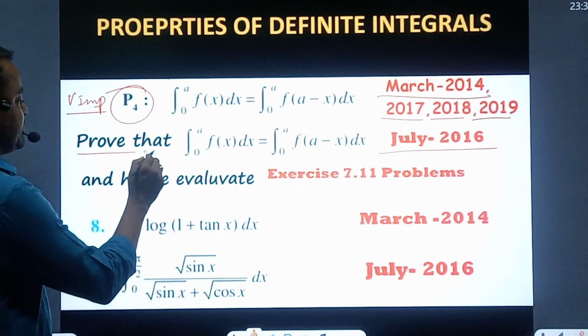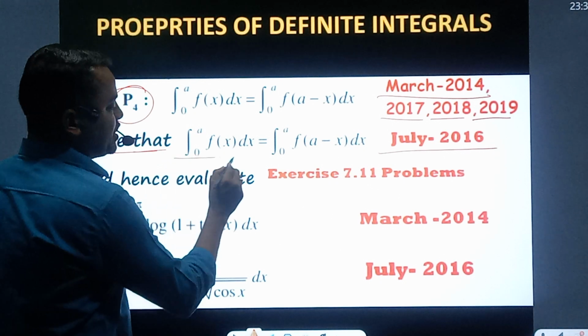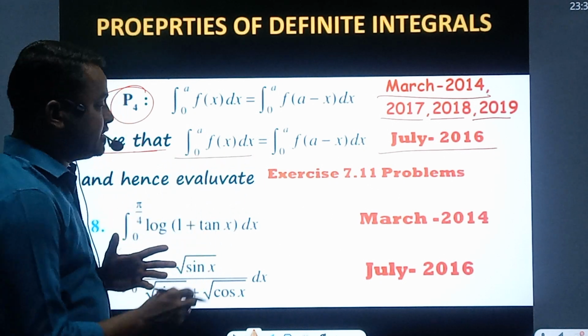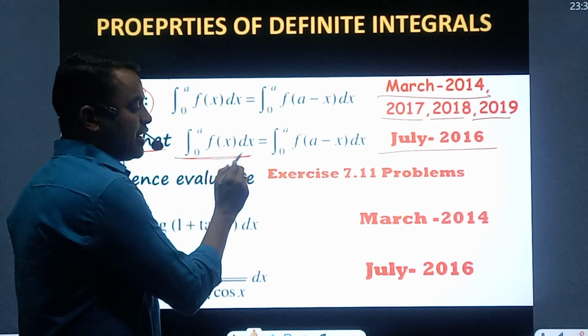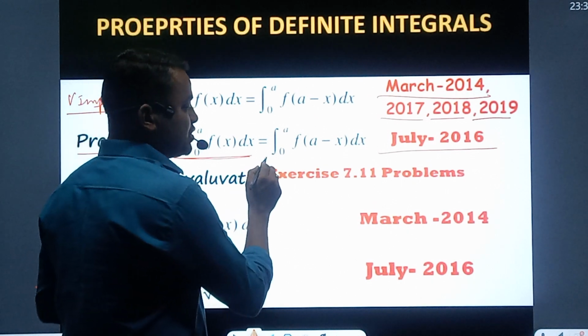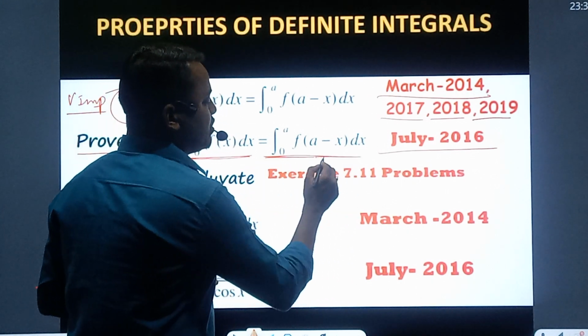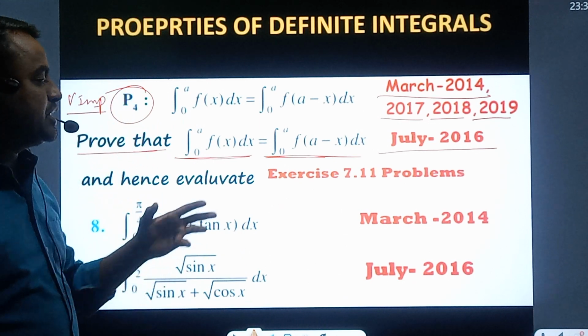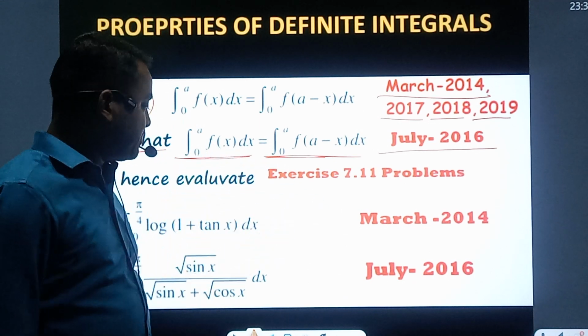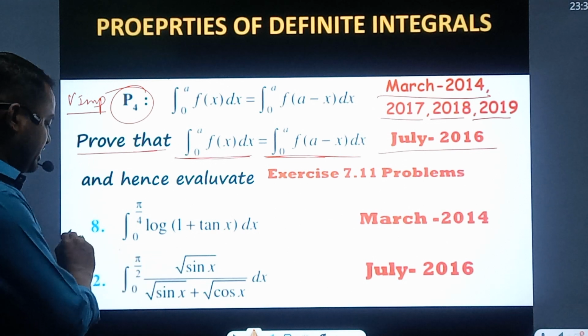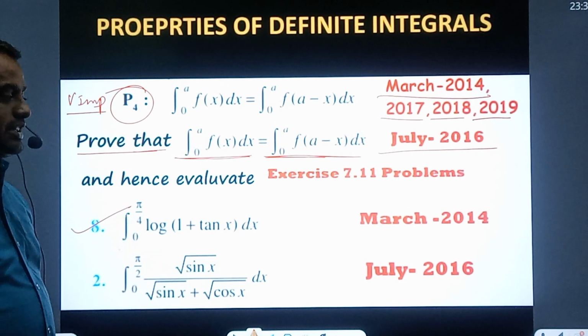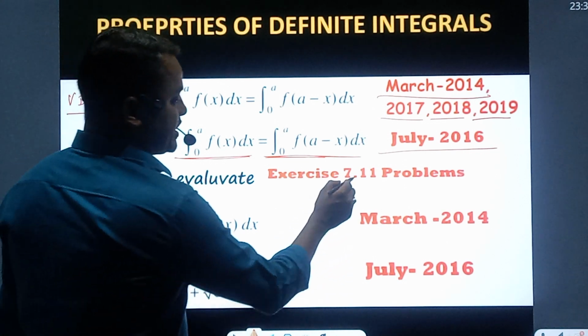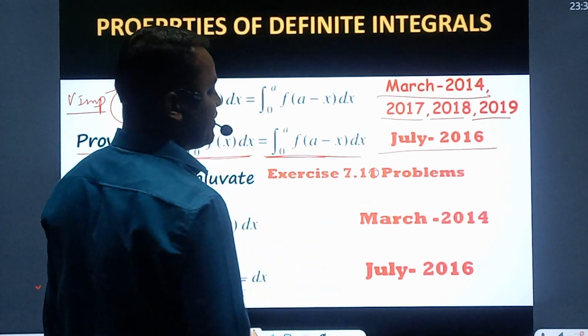Prove that integration of 0 to a f of x dx is equal to integration of 0 to a f of a minus x dx. So this is the property that we have to prove, and the problems related to the property are in your exercise 7.10, I think, not 7.11.